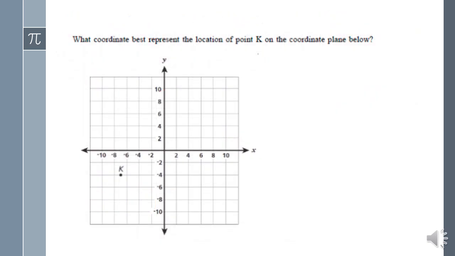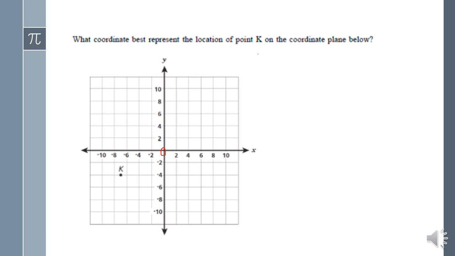Okay, just a quick practice question. What coordinate best represents the location of point K on the coordinate plane below? So if they give you a point on the plane and they don't give you an ordered pair, it just means you have to create your ordered pair. And so same concept, you still want to always start at the origin, which is my (0, 0).